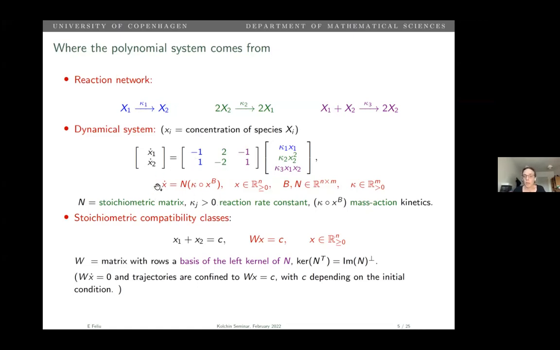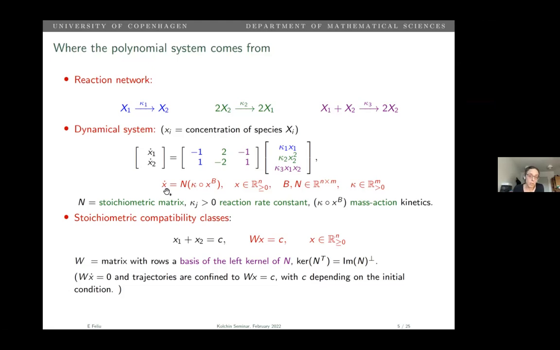And of course, here you want to understand everything about the system. You want to understand whether there are periodic solutions, what happens with the solutions, are they bounded, not bounded, etc. But a very first basic observation is to see that all the derivatives of the trajectories belong to the image of N.